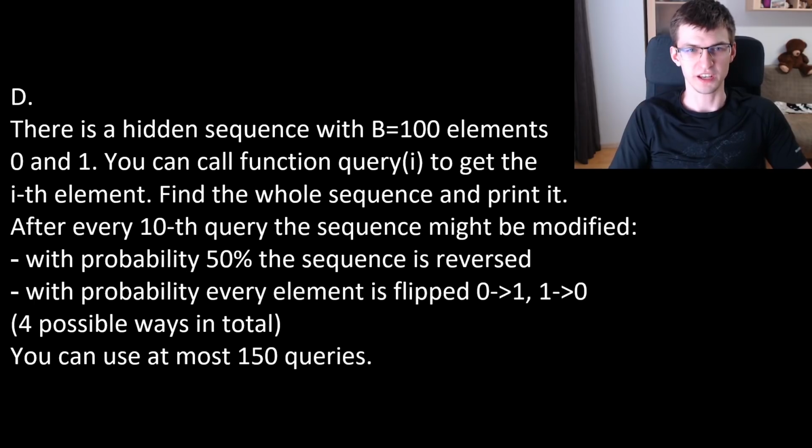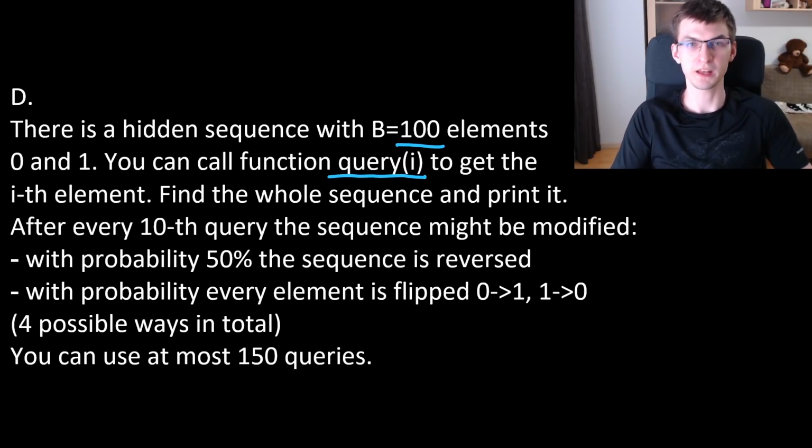The statement says there is a hidden sequence, you don't know it, with exactly 100 elements, each element is 0 or 1, and you can call function query of I to know the ith element. The value will be given, 0 or 1, and you need to find the whole sequence and print it at the end.